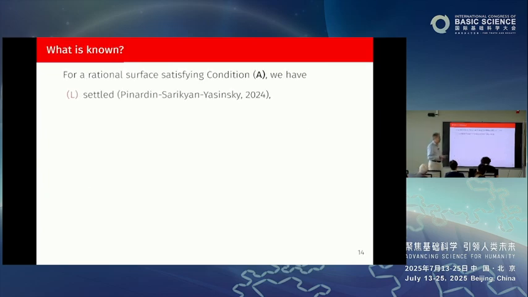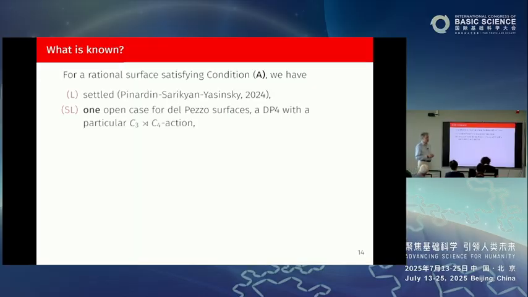Okay. Now, what do we know about linearizability, projective linearizability, unirationality of actions on surfaces? Of course, condition A, existence of fixed points on abelian subgroups, is necessary, so let's look at that. The linearizability was just recently settled by Pinardin, Sarikyan, Zhuravlev. For stable linearizability, there is a lot of progress. For del Pezzo surfaces, there is only one open case, due to Prokhorov: a del Pezzo surface of degree 4 with a particular action of a group of order 12.